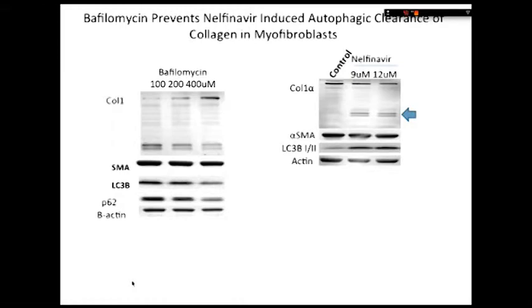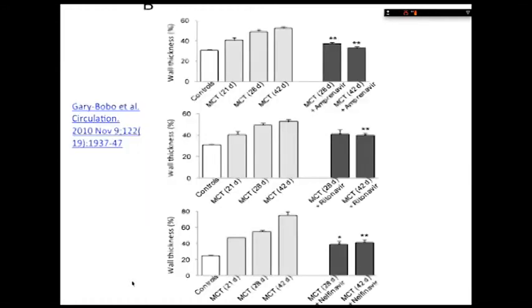And we wound up doing mass spec on this, and this is the alpha-2 chain of the trimer of type 1 collagen. But also to show that if we inhibit the lysosomes with bafilomycin in the myofibroblasts, you get an increase in collagen, showing that these cells are actively using this mechanism to regulate the amount of collagen that they're making.